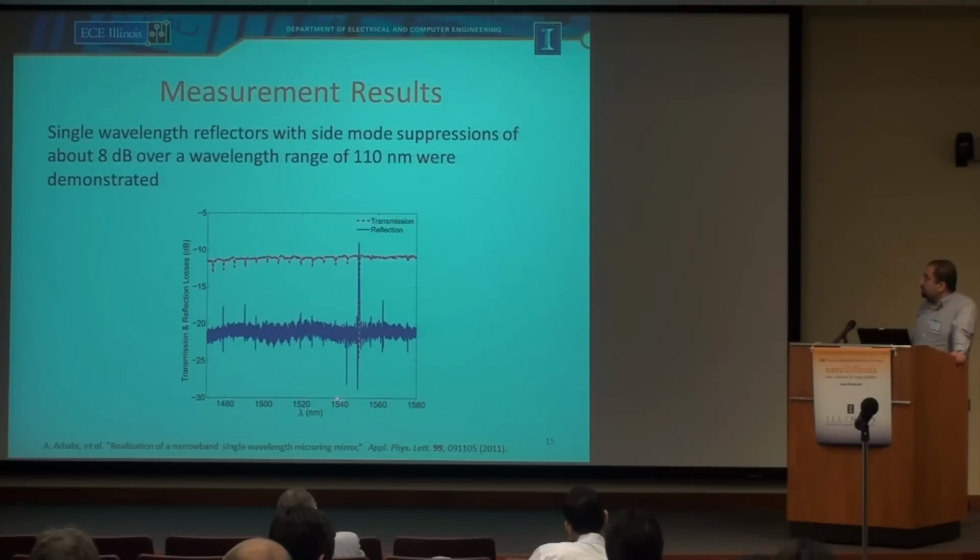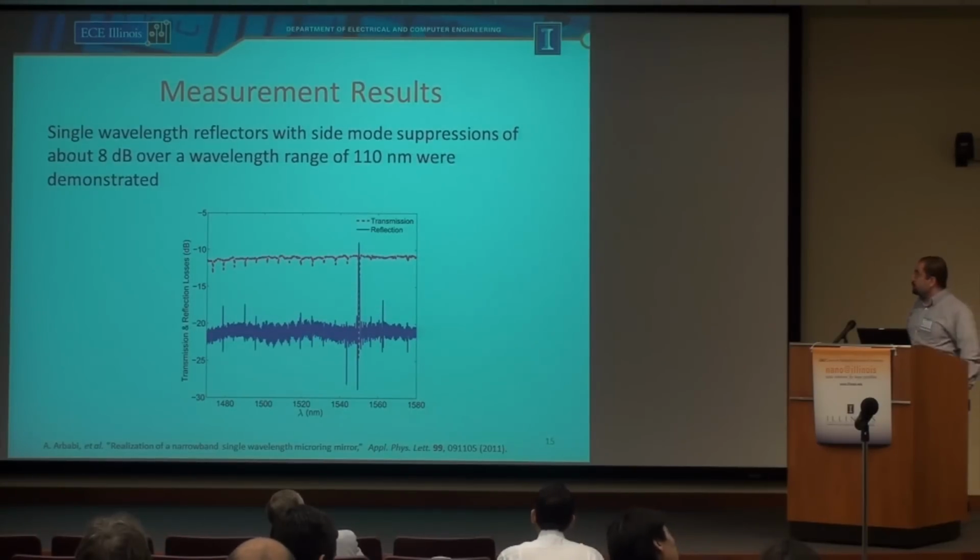The device was designed to have reflectivity at 1550 nanometer. We see a single peak with a very large reflectivity. There are some side peaks, very much smaller side peaks. That's because of the roughness in the fab. The sidewall roughness causes the modes at these wavelengths to also couple to each other, but it's much smaller compared to the reflectivity at the design wavelength.